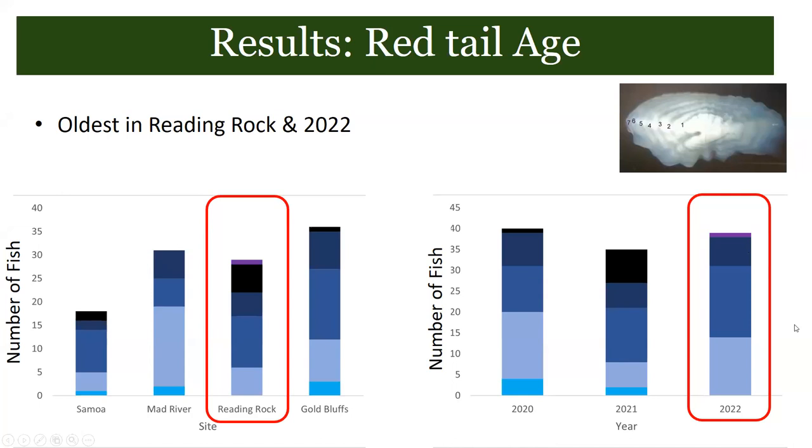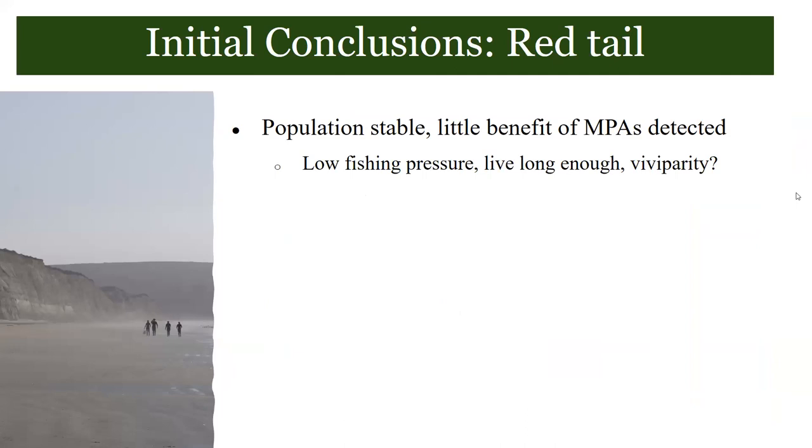So what does this tell us? It tells us that between 2014 and 2022, for the most part, the population of this species of fish seems to be stable, and there seems to be little benefit of the MPAs for this particular species. The reasons are unclear, but they could be due to low fishing pressure, the fact that these fish live long enough that even poor ocean conditions, even 3 years of poor ocean conditions, can be doable for this species, and in part because they are viviparous, right?